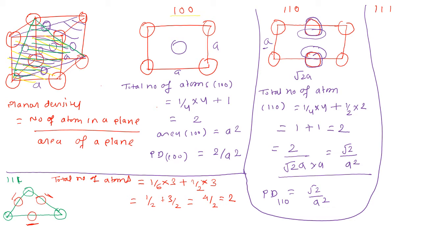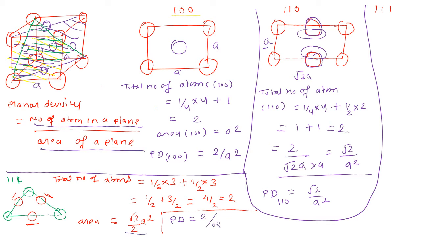We calculated the area of an equilateral triangle when we were calculating the planar density of the 111 plane in case of BCC. That area came out to be root 3 by 2 a square. So the planar density is the number of atoms in the plane, which is 2, divided by the area of the plane, root 3 by 2 a square. The reason I am doing all this exercise on this page is so that we can compare the results here.